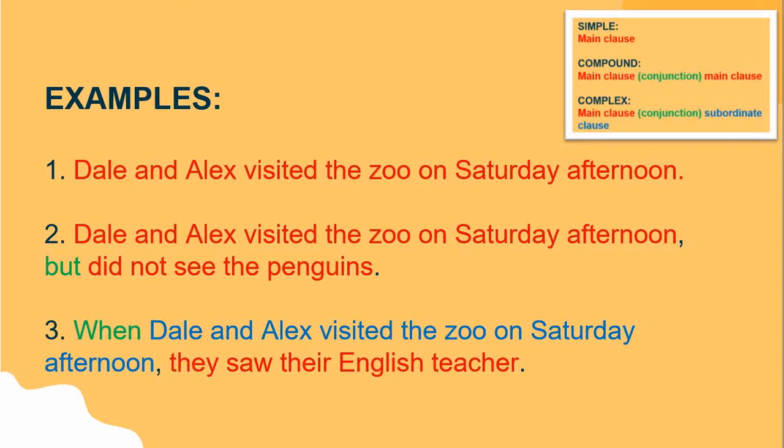So here I've got when. And now I think to myself, well, when is not a fanboys conjunction. It must be one of the others. So therefore the sentence is complex.